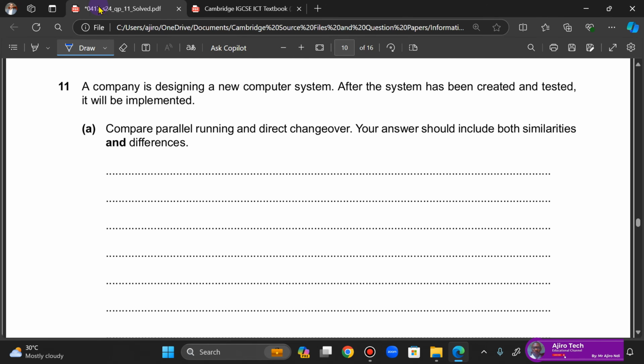A company is designing a new computer system. After the system has been created and tested, it will be implemented. Compare parallel running and direct changeover. Your answer should include both similarities and differences. So you're going to see this in chapter 7, the systems life cycle. And then here we have implementation.